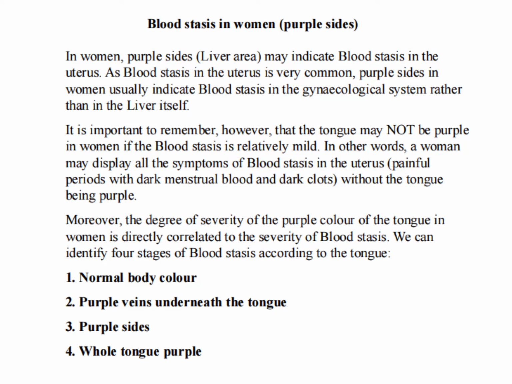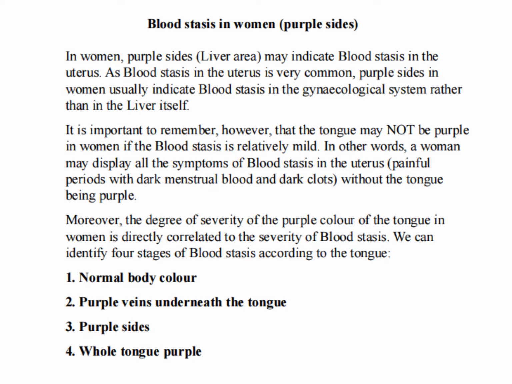So in other words, a woman may display all the symptoms of blood stasis in the uterus, such as a painful period with dark menstrual blood and dark clots, without the tongue being purple. Moreover, the degree of severity of purple color of the tongue in women is directly correlated to the severity of blood stasis. When it is very purple, the woman's body has severe blood stasis.